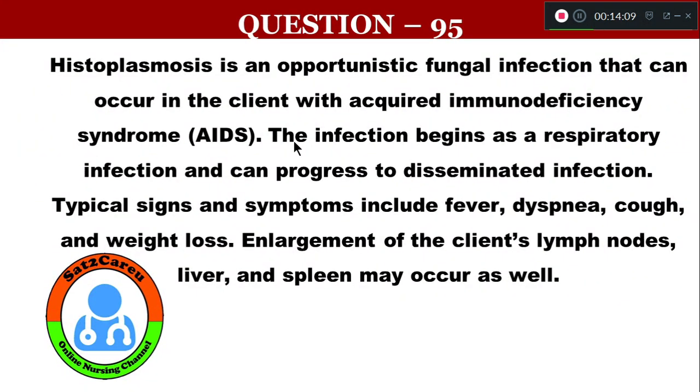Histoplasmosis is an opportunistic fungal infection that can occur in the client with acquired immunodeficiency syndrome. The infection begins as a respiratory infection and can progress to disseminated infection. Typical signs and symptoms include fever, dyspnea, cough, and weight loss. Enlargement of the client's lymph node, liver, and spleen may occur as well.